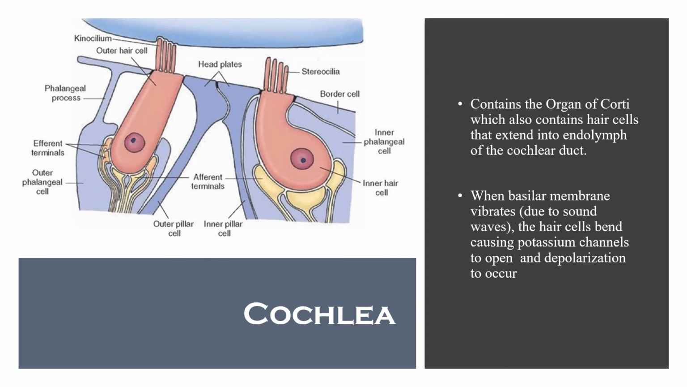The cochlea also contains hair cells, but these are contained within the organ of Corti. And the organ of Corti extends into the endolymph of the cochlear duct. There's also what's called a basilar membrane. And when the basilar membrane vibrates due to the sound waves coming from the middle ear, the hair cells are going to bend, right, against that basilar membrane. And this causes potassium channels to open, and that's what causes depolarization to occur.